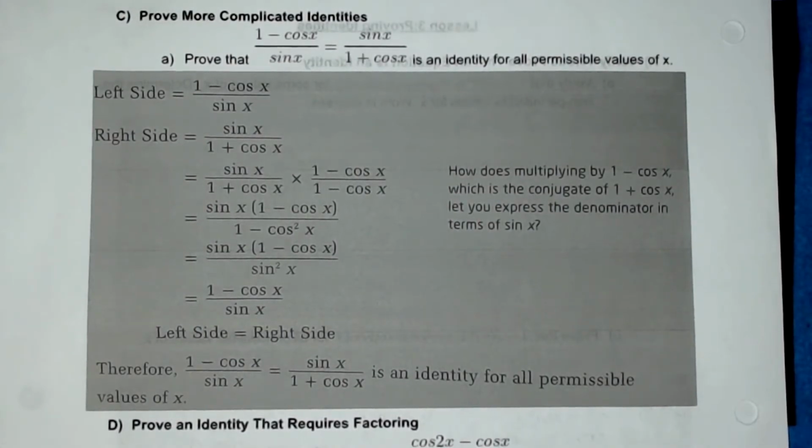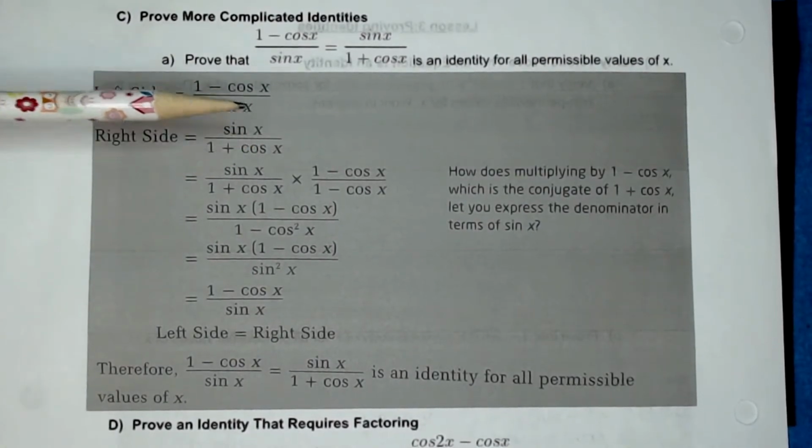You want to pick one side and leave it alone, specifically in this question, because the cos and the sine are already kind of the simplest terms that we can use in terms of trig identities. So the left-hand side, we're going to leave that alone and we're going to make the right-hand side equal to that. So we start with sine over 1 plus cos x.